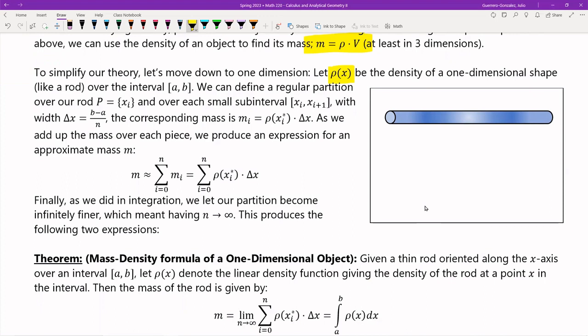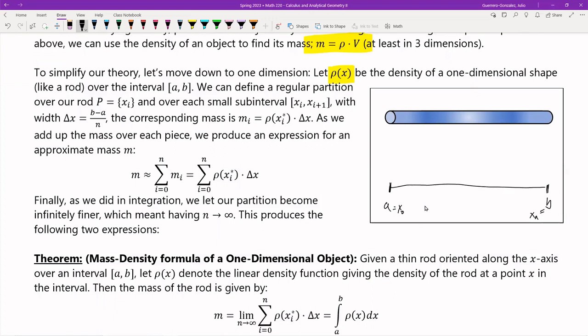We can define a regular partition over this rod, and we can get some subintervals. This is our a, and this is our b. That's how far out it goes, so a to b. This is my x of 0, and this is my x of n.